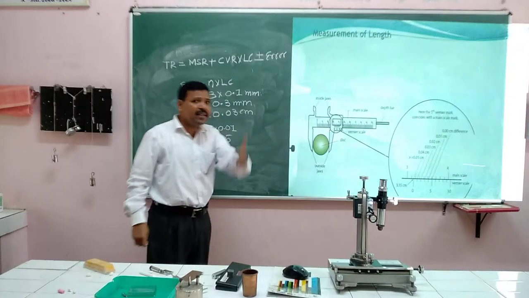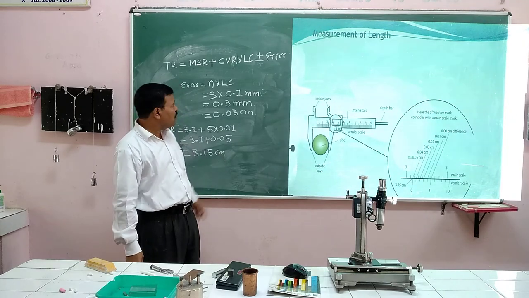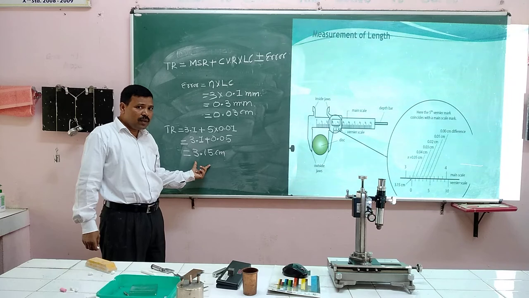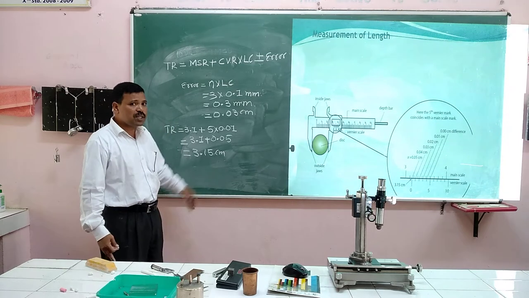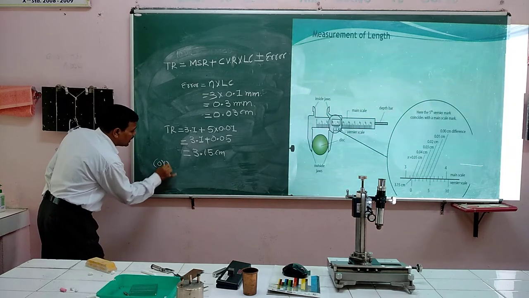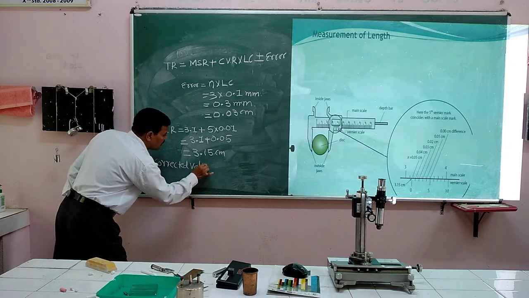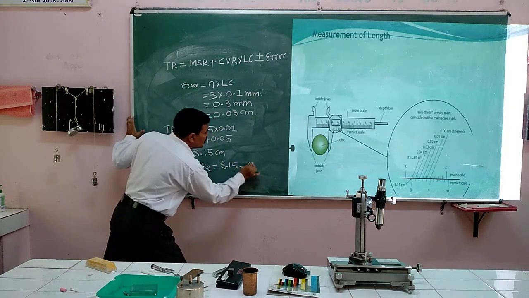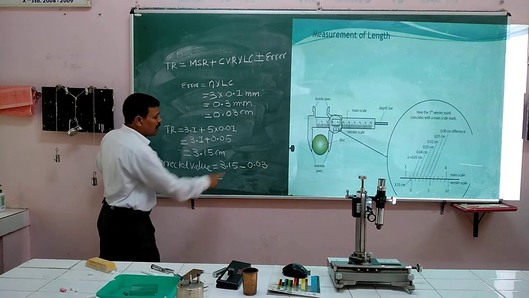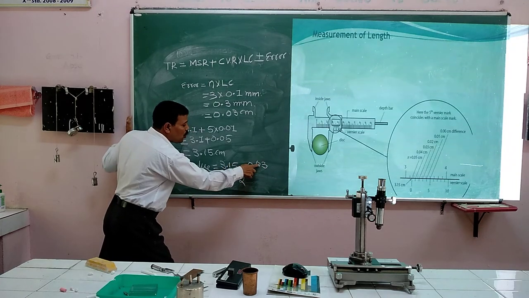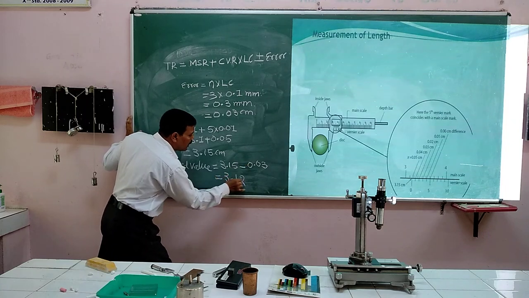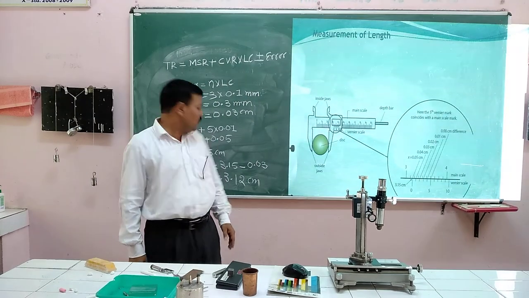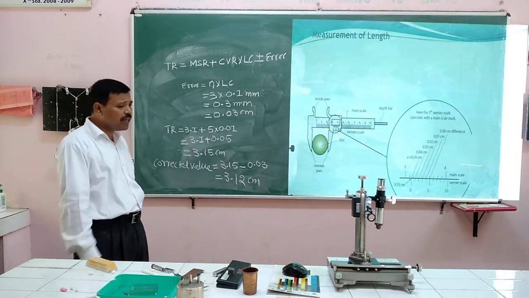But since this instrument contains positive error, this number should be subtracted from the measured value to get the correct value. So after correction, the corrected value is equal to 3.15 minus this error 0.03. So what we get is 3.12 centimeter. So its correct diameter is 3.12 centimeter. This is how we have to find it out.